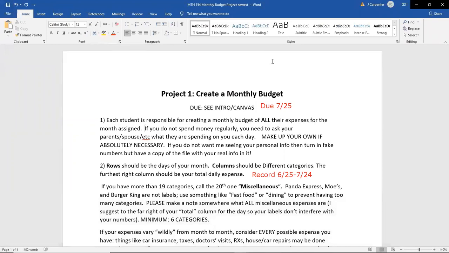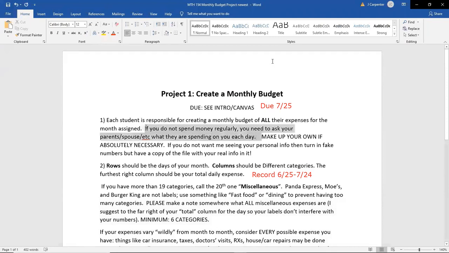You'll find this file in Canvas where it will have your exact dates. So each student is responsible for creating a monthly budget of all their expenses for the month assigned. And again, it doesn't have to be just a February, it could be a split month, like we said, March 15th to April 14th, something like that, maybe. If you do not spend money regularly, you need to ask your parents or your spouse or whoever you have close to you who is basically giving you the financial assist what they are spending on you each day.